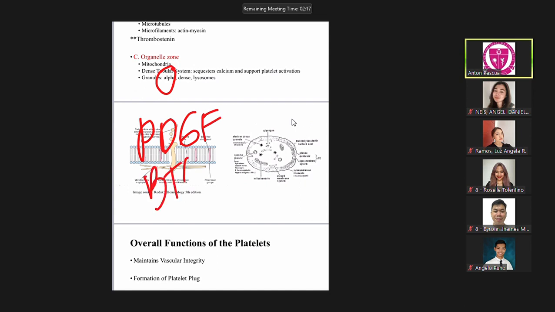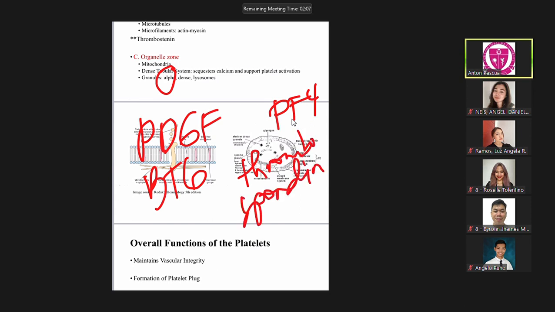And four important granules that are unique among your platelets will be your platelet-derived growth factor, beta thromboglobulin, platelet factor 4, and thrombospondin. Yang apat na yan are part of your alpha granules. Okay? Pero, they are not limited to these four ha. Sa alpha granules, marami pa yan. But these four here are unique among platelets, meaning only platelets have them.